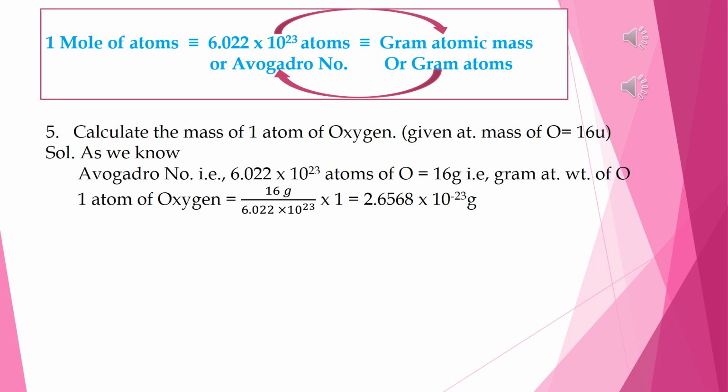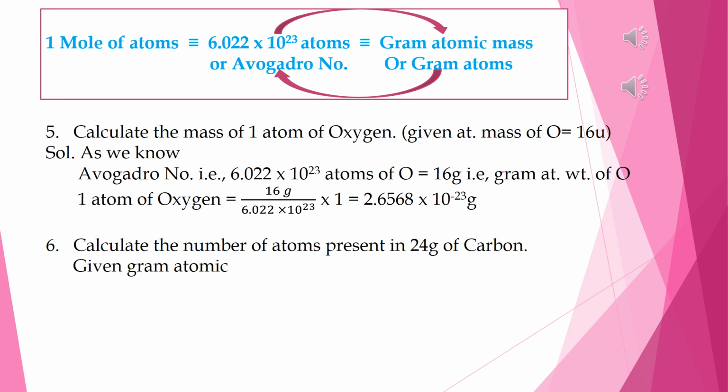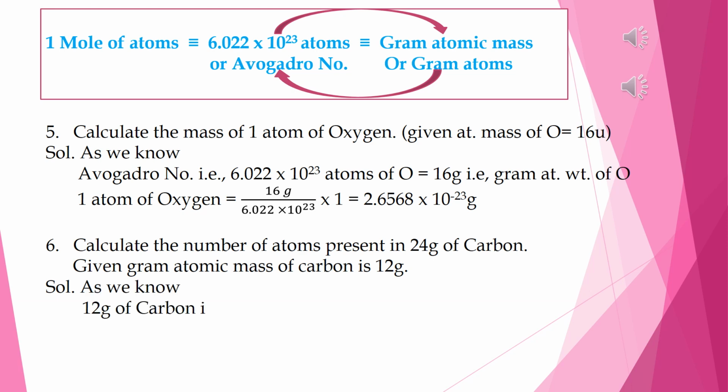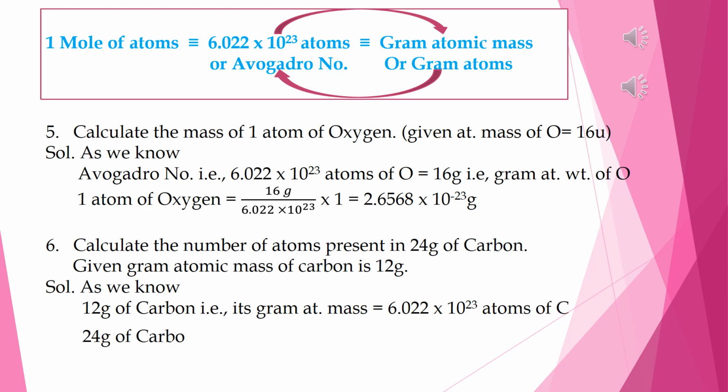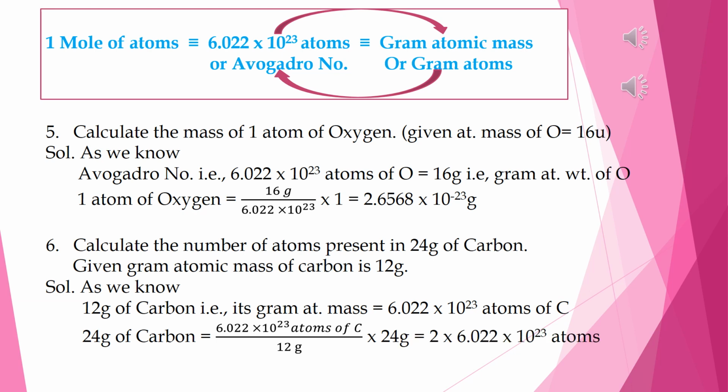So let's see another problem which is the reverse of above case. Calculate the number of atoms present in 24 gram of carbon. So the gram atomic mass of carbon is given, that is 12 gram. As we know, 12 gram of carbon, that is its gram atomic mass, is equal to Avogadro number of atoms. So 24 gram of carbon contains how many atoms? Avogadro number divided by 12 gram into 24. That means it comes out to be 12.044 into 10 raised to the power 23 atoms of carbon.